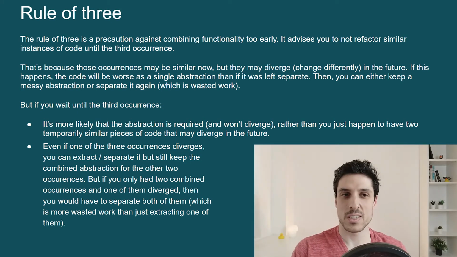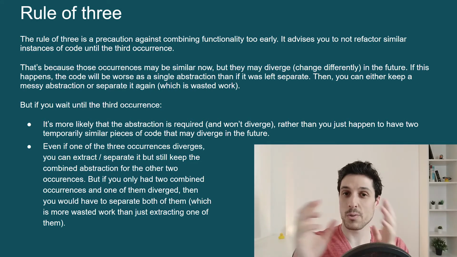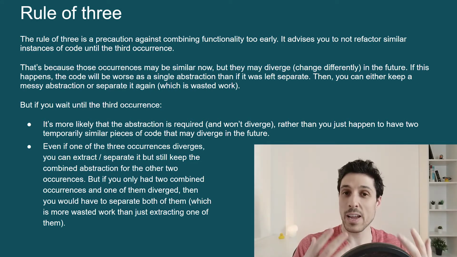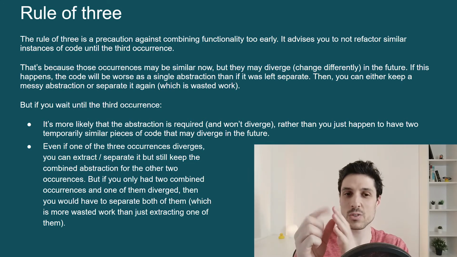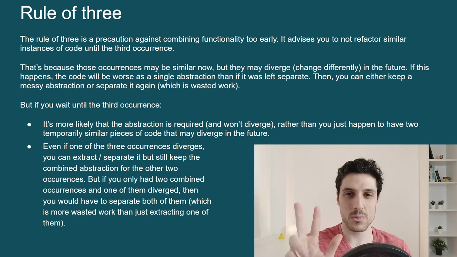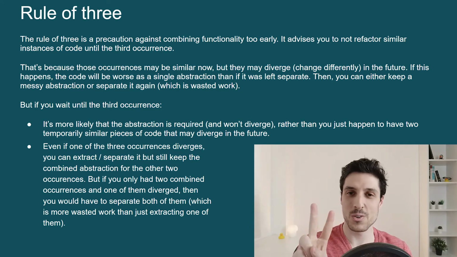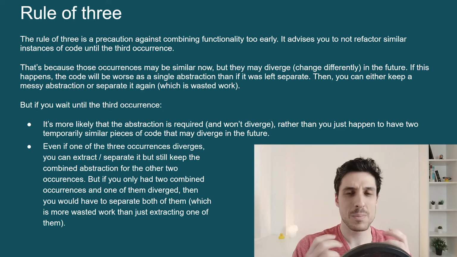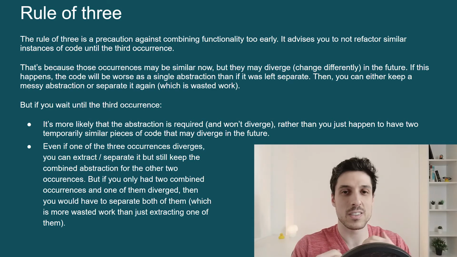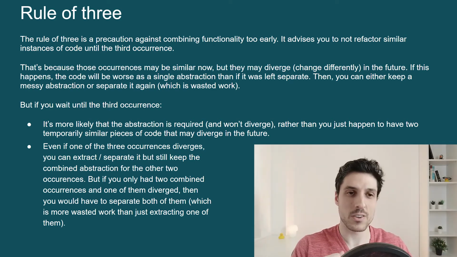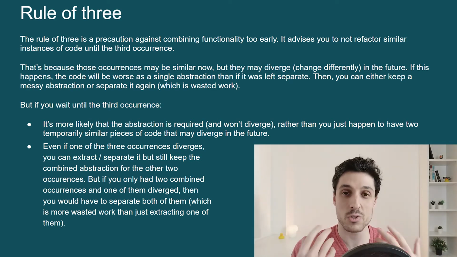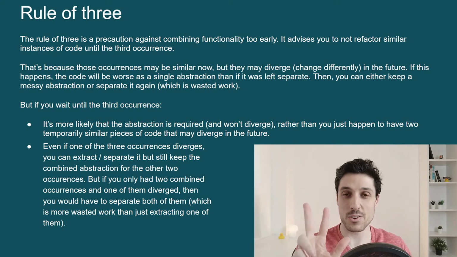The second thing is that if you wait until the third occurrence before you refactor, then it's more likely that this single abstraction is not going to diverge in the future. Because if three pieces of code need to do the same thing, it's a much more solid, much more concrete abstraction. Whereas if only two pieces of code do the same thing, it may just be temporary, it may just be chance, it may change tomorrow. So you increase your chance of creating a good abstraction if you wait until the third occurrence.